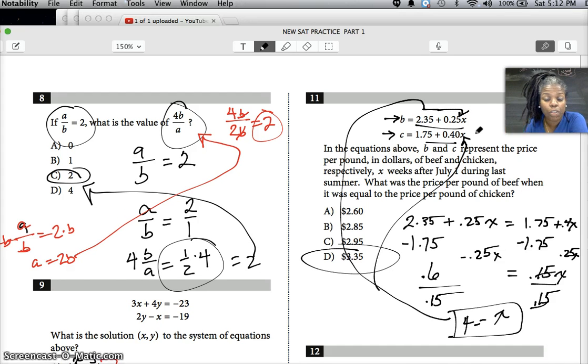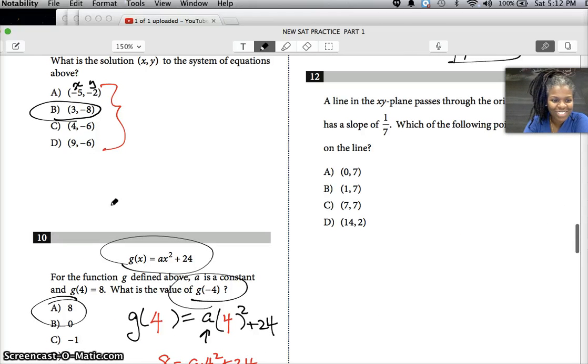Now I can plug it into either one and I will get the same value. In fact, that's the whole point. I should get the same B and C value if I plug it into either one. So when I plug it into the top one or the bottom one, I found out that my answer was $3.35 just by plugging in the 4 and multiplying. Like 4 times 25 is $1, $1 plus 2.35. All right, good stuff.